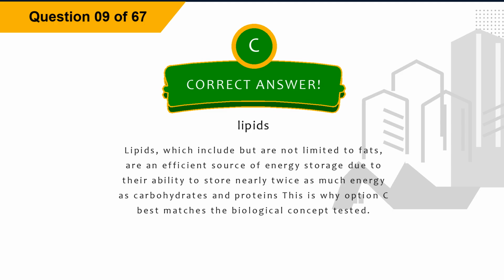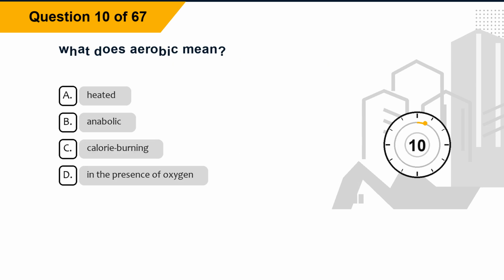Explanation. Lipids, which include but are not limited to fats, are an efficient source of energy storage due to their ability to store nearly twice as much energy as carbohydrates and proteins. This is why Option C best matches the biological concept tested. Question 10. What does aerobic mean?